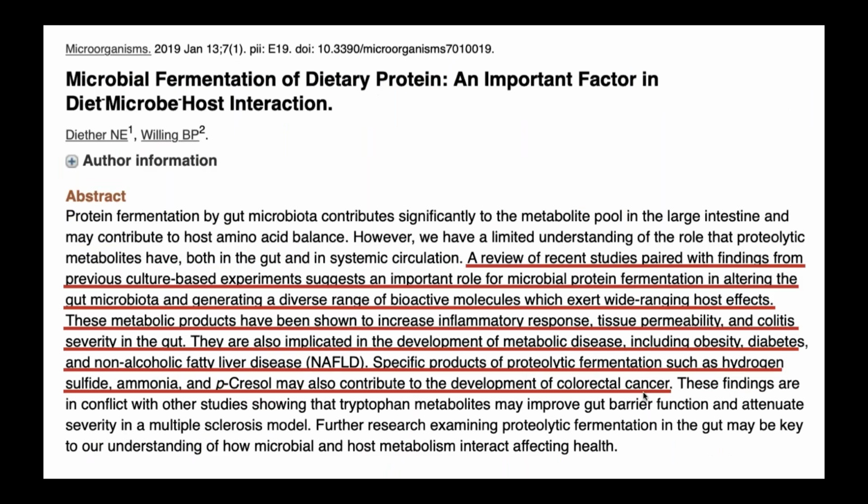Okay, so this next article that I wanted to focus on is titled Microbial Fermentation of Dietary Protein, an Important Factor in Diet Microbe-Host Interaction. Before I dive into the details here, this is referring to the fact that when you don't have adequate digestion, that's going to affect a lot of things, of course, but in terms of the macronutrients, we're primarily talking about the top three macronutrients: carbohydrates, fats, and proteins.